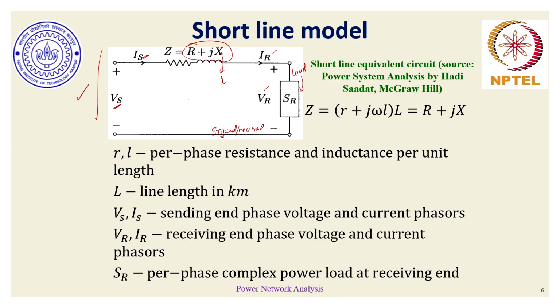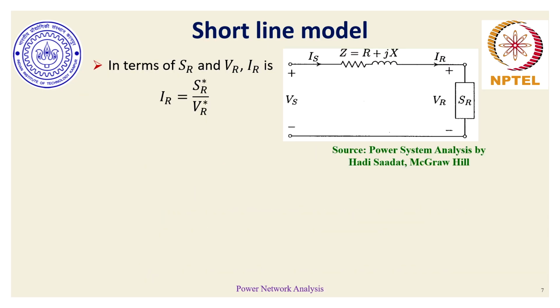You would often find small r and capital R being used interchangeably in the context of receiving end quantities, so please don't get confused in that regard. In terms of SR and VR, where SR is the complex power at the receiving end and VR is the receiving end voltage, if we have some load present on the receiving end, then we can evaluate the per phase equivalent receiving end current, which is SR conjugate by VR conjugate.